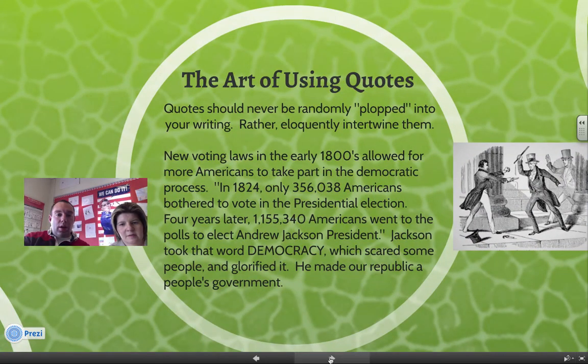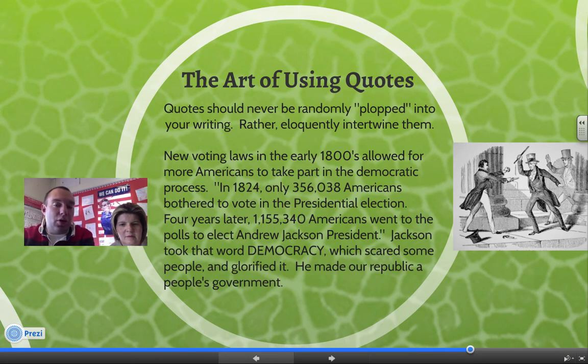So here's an example of how a quote is used in an actual history text. Like Mrs. VJ said, quotes should never be randomly plopped into your writing. Rather, they become woven into the paragraph. So let's read this paragraph and see how this author was able to take this quote and put it into the context of the paragraph.